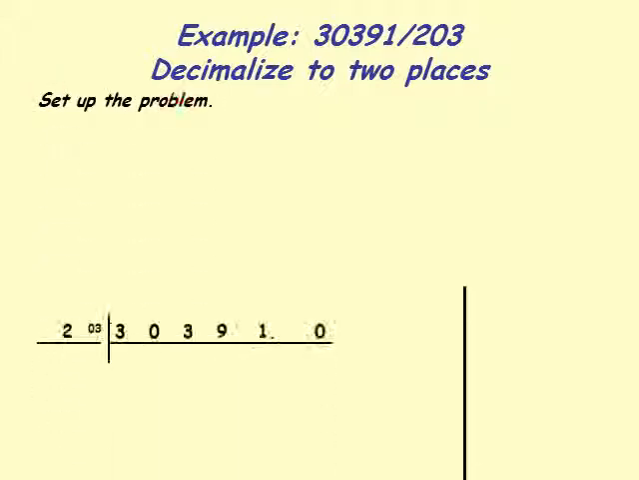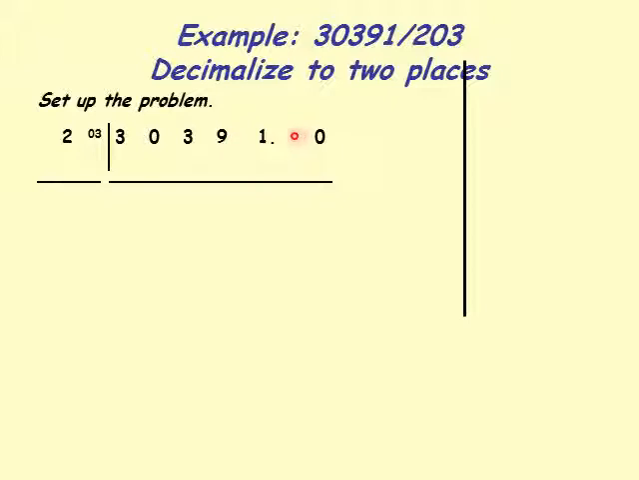Let's continue here. In this example, we will decimalize to two places, and the example is 30391 divided by 203. Let's set up the problem. Here is my dividend, and because I'm decimalizing, I wrote the dot here and added 0 to the right, because I can add zeros to the right after the decimal without changing the value.